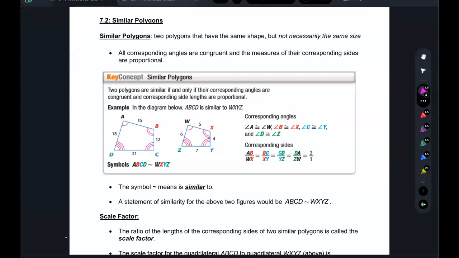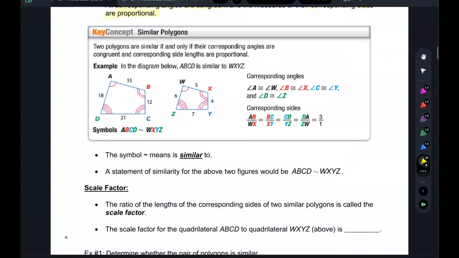Okay, which leads us into 7.2. This is going to be the geometry portion, looking at similar polygons. So we've done congruent polygons where they have to have the same size and the same shape. Similar polygons have the same shape, but not necessarily the same size. So corresponding angles always have to be congruent, but the corresponding sides are proportional, meaning they have to have the same ratio. So here's an example of two similar polygons.